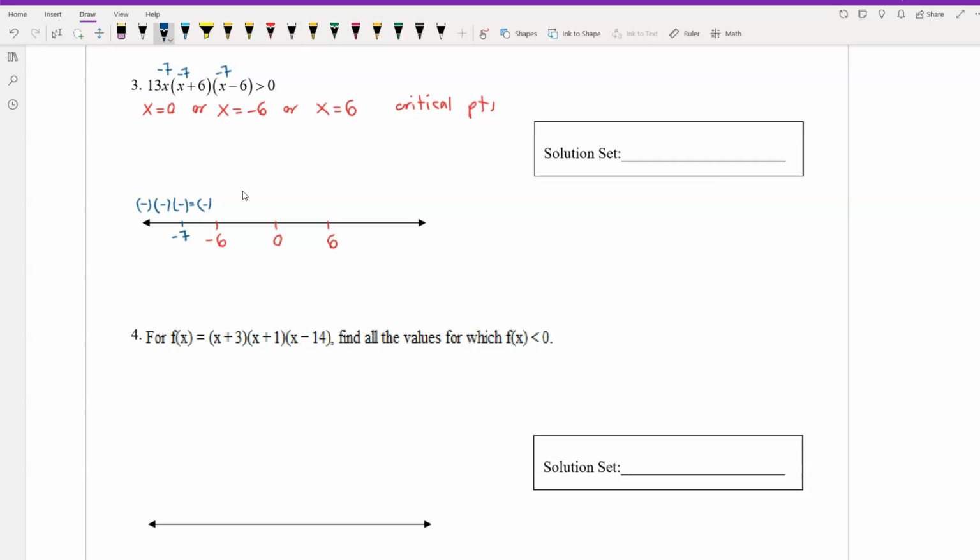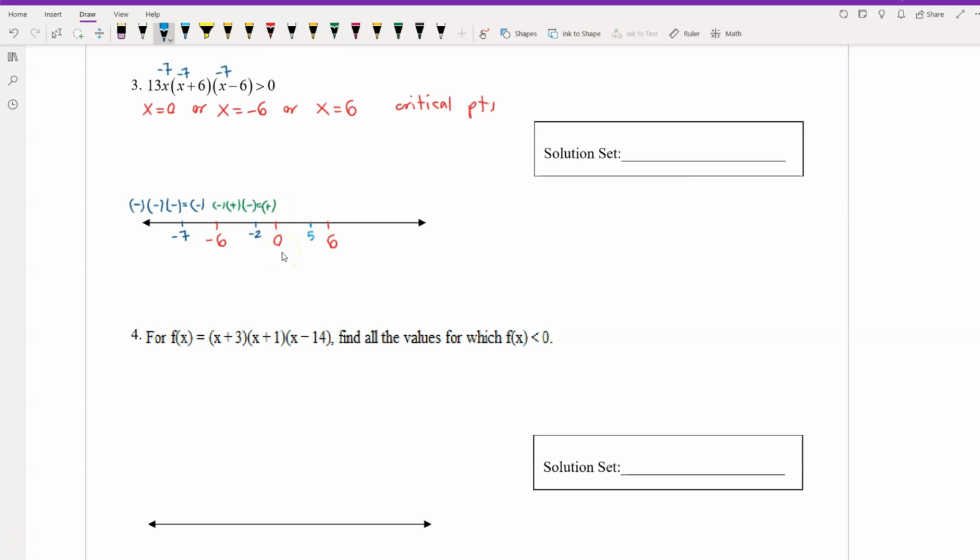Then between negative 6 and 0, any number, for example, negative 2. So negative 2 times 13 is negative. Negative 2 plus 6 is positive. Negative 2 minus 6 is negative. Multiply all these, we have positive.